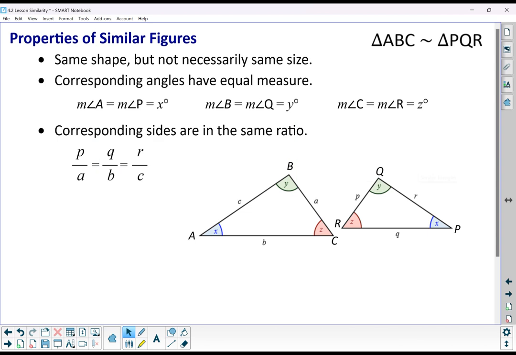And then finally, the corresponding sides are in the same ratio. So P divided by A is equal to Q divided by B, which is equal to R divided by C, and one way of thinking about it is that those ratios are all equal to K, the scale factor. So we know that they are in the same ratio.